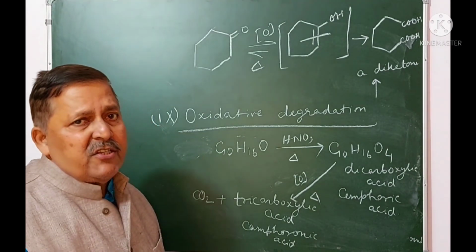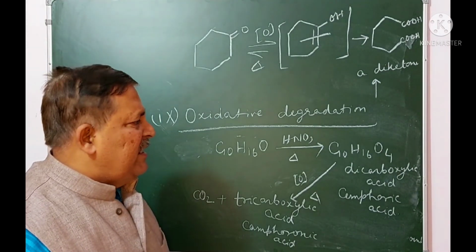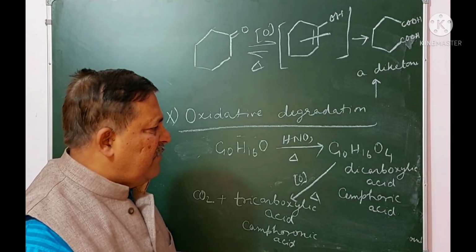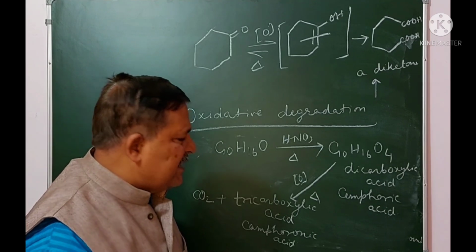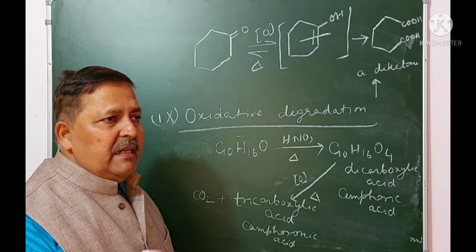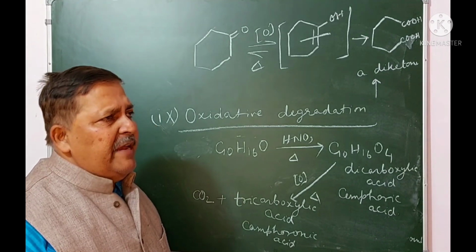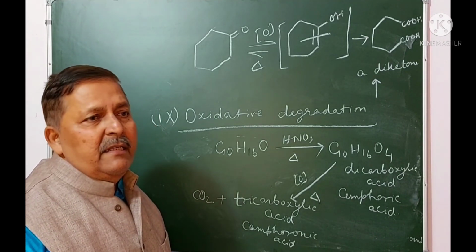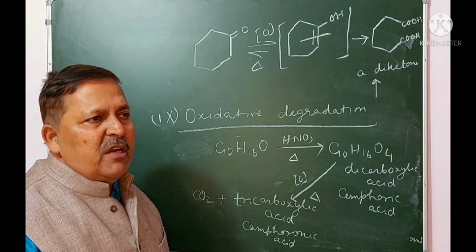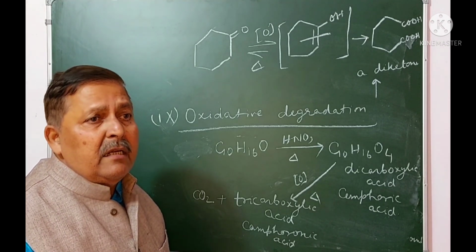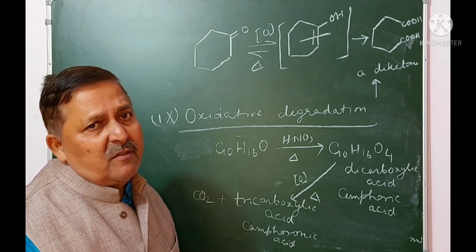So in my next lecture, I will try to establish the structure, first the structure of camphoric acid, then camphoronic acid, and from these two structures I will explain the structure of camphor, and the structure will be finally confirmed by the synthesis of the compound.